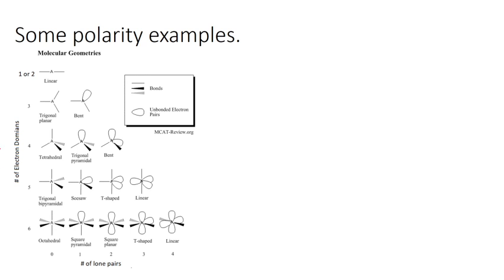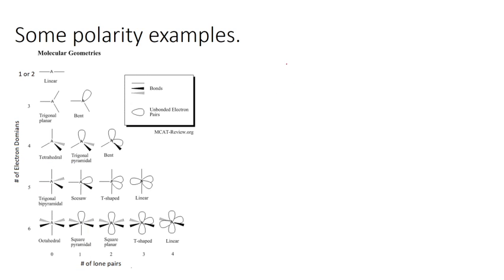Which means we're going to do some examples. So if we have CH4, carbon with 4 H's around it, we look, there's 4 electron domains, none of them are lone pairs, so we have tetrahedral. And tetrahedral being one of the ones that I said can be symmetrical if all of the elements around it are the same, which means this one is nonpolar.